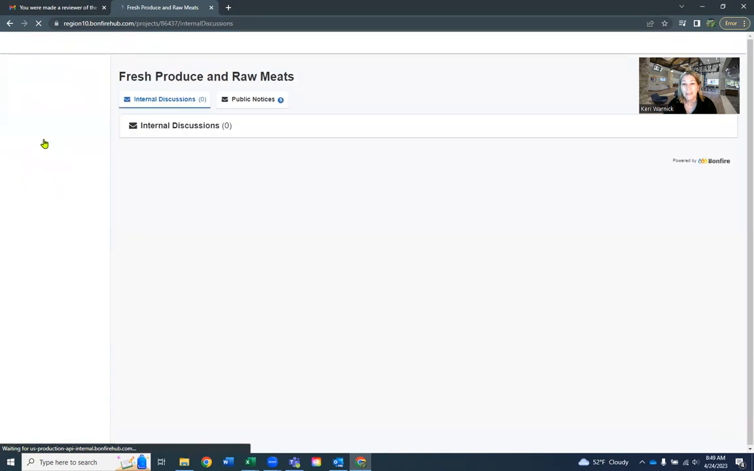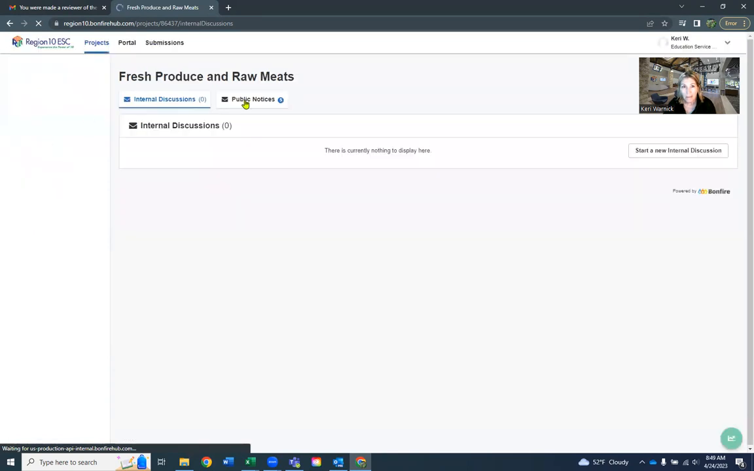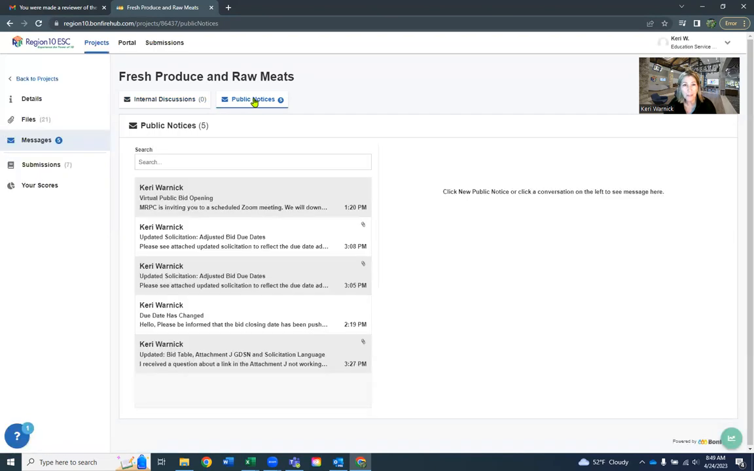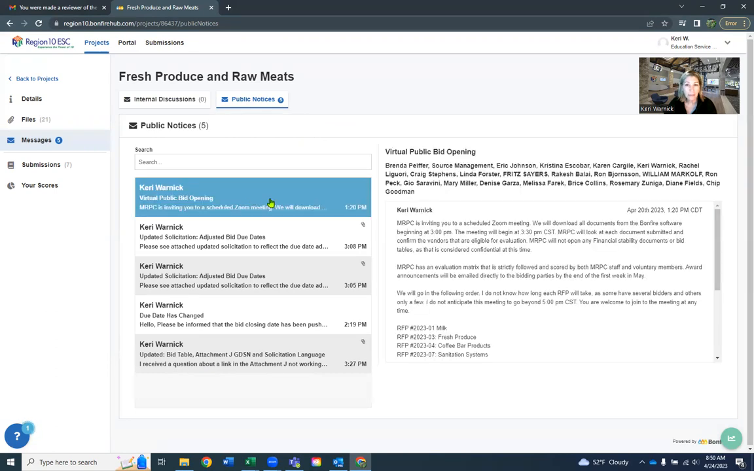Messages. Any questions that came in or public notices will be here. Now, you're not going to see any internal discussions, but certainly we didn't have any on this particular bid. But you will see that maybe I had to send out updates and why. So you can kind of see the life of the public notices sent out. If there was a vendor question, it would also show up here. We did not have any vendor questions on fresh produce this time. So you just click on it and it gives you the message that was sent out.